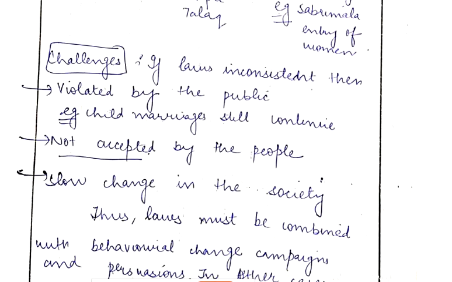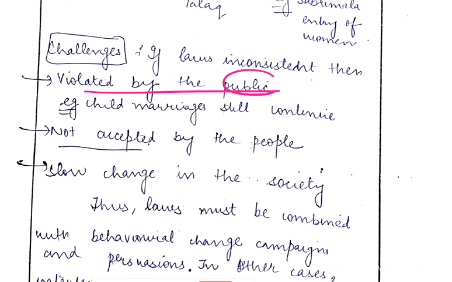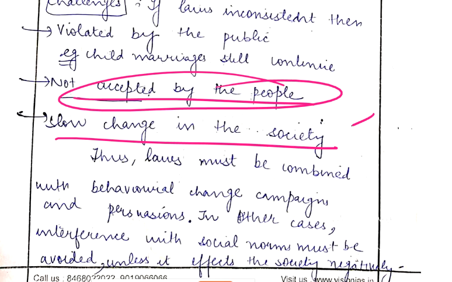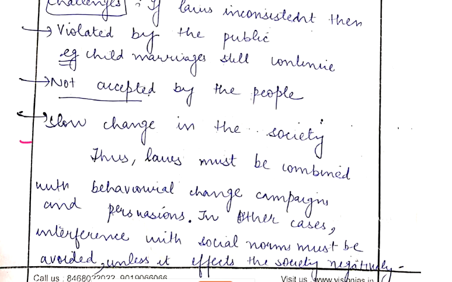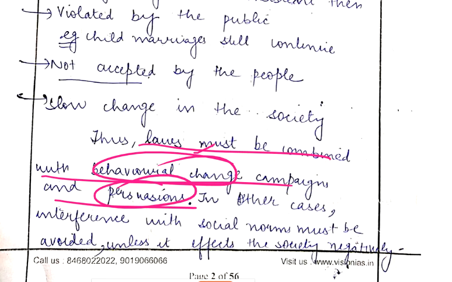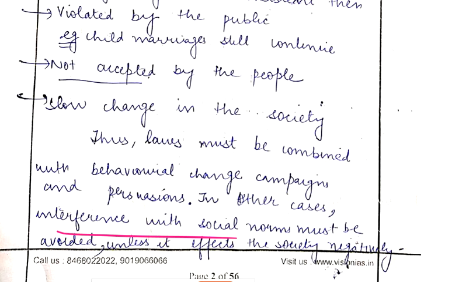Now if we look at the challenges, if the law is inconsistent, it will be violated by the public. For example, child marriage still continues, and it will not be accepted by the people. It will bring slow change in the society, or it may also increase turbulence in the society. So the law must be combined with a behavioral change campaign and persuasion. In other cases, interference with the societal norms must be avoided unless it affects the society negatively.